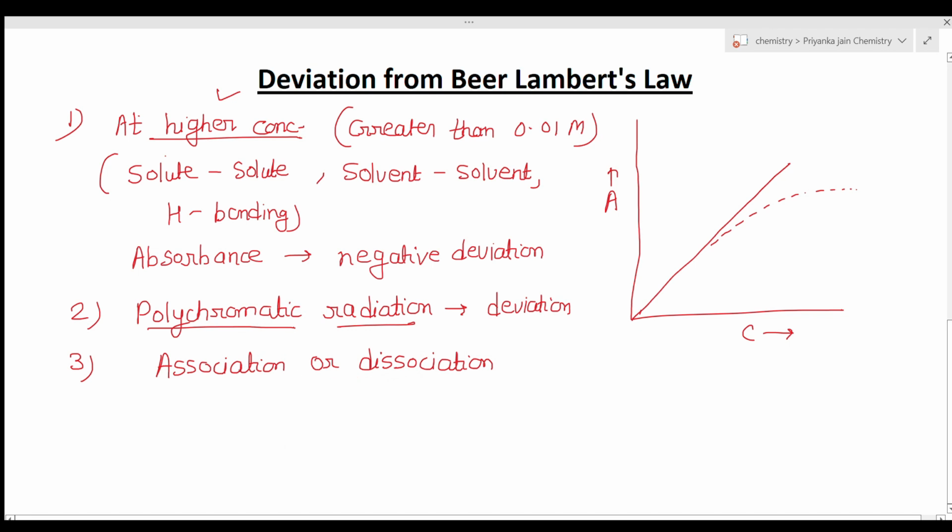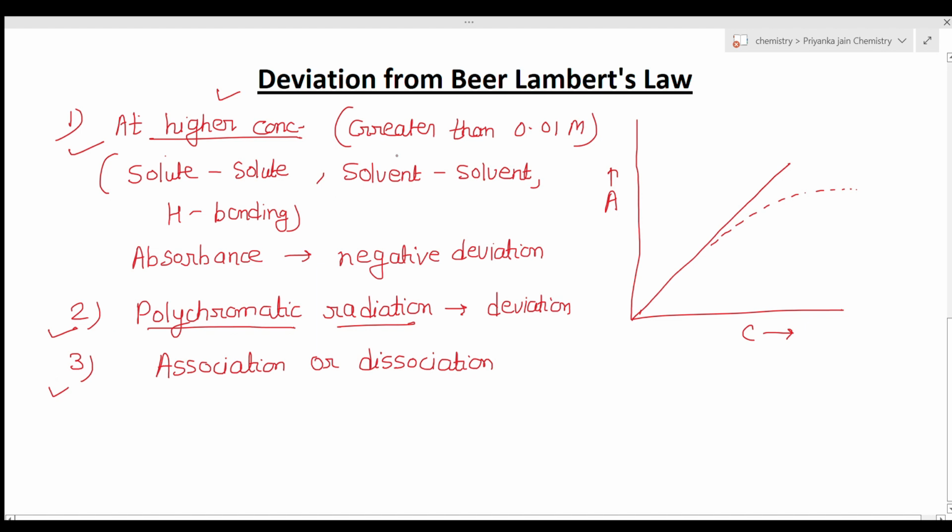So these are three conditions for the deviation. First, when our solution is at high concentration. Second, when we have used polychromatic radiation instead of monochromatic radiation. Third, if there is any type of association or dissociation between the species. In all these conditions we will see deviation from the Beer-Lambert's law. Okay, I think now the things are clear, and now we are solving the questions.